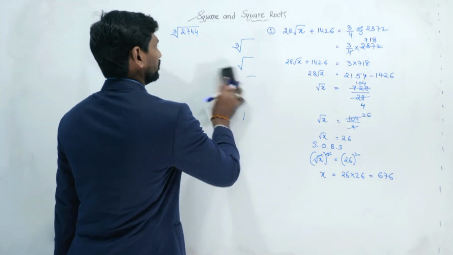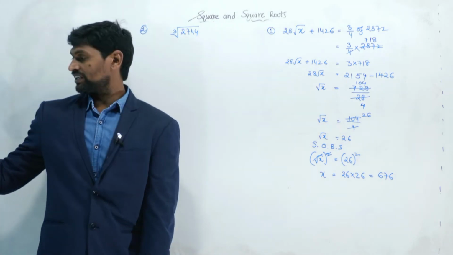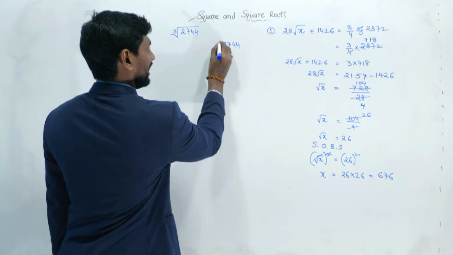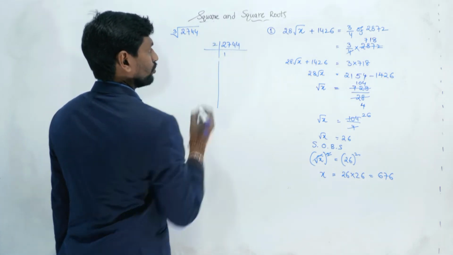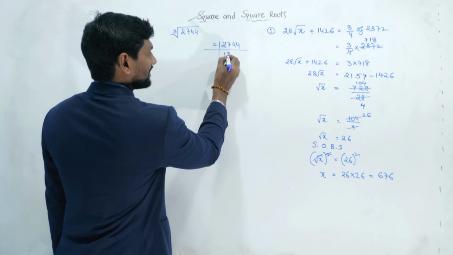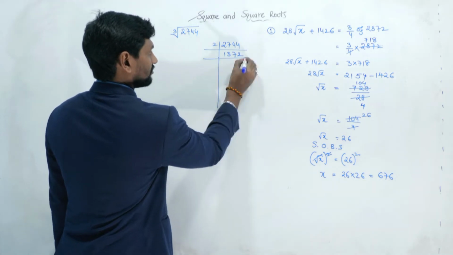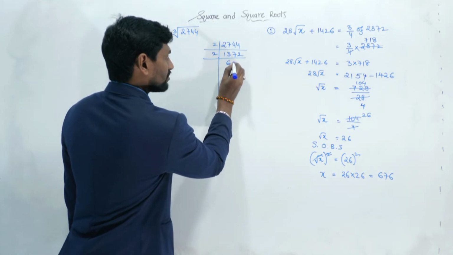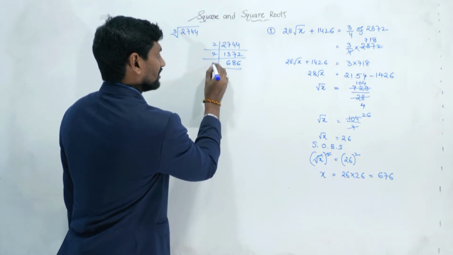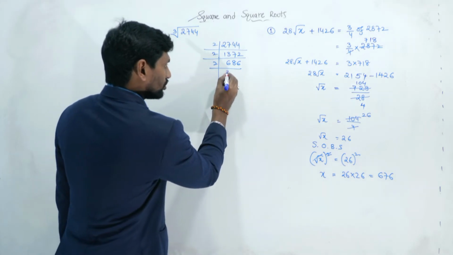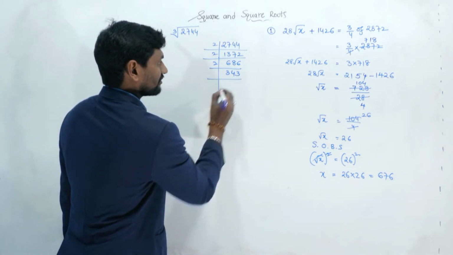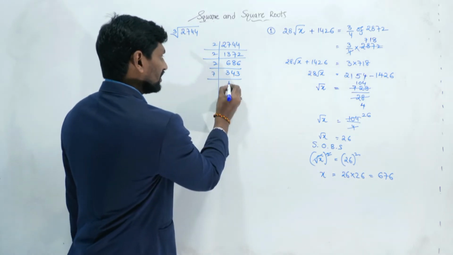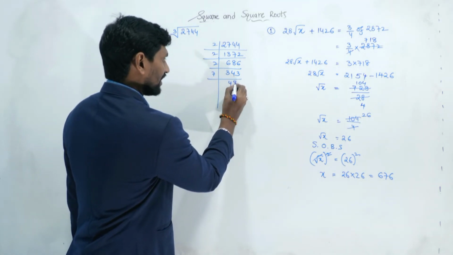So 2744. How to find the root? We learned the prime factorization method. I am taking the 2 table here. 2 1s are 2, 2 3s are 6, 2 7s, 2 2s, 1372. Again the 2 table, 2 6s, 2 8s, 2 6s. Again the 2 table, 2 3s, 2 4s, 2 3s. Now the 2 table won't come, the 3 table also won't come, the 7 table will come. 7 4s are 28, 7 9s are 63.